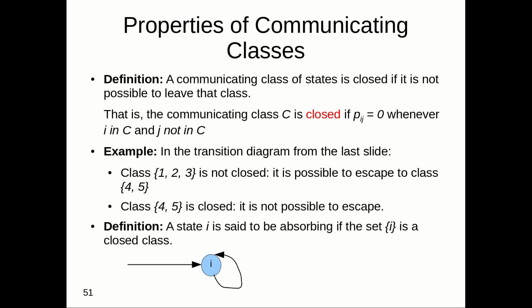So much about communicating classes. And then there's also a special case that can occur. State i is said to be absorbing if the set {i} is a closed class, right? So if this is a class from which I cannot escape anymore, this is an absorbing state. It's a dead end. I cannot move out of this again.